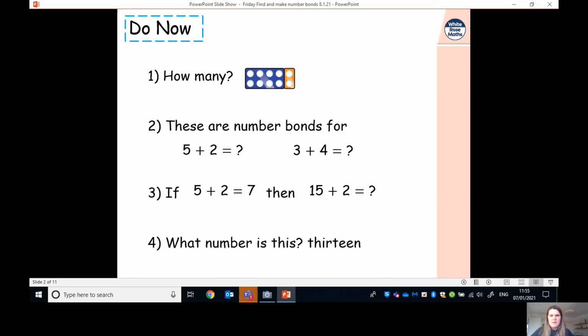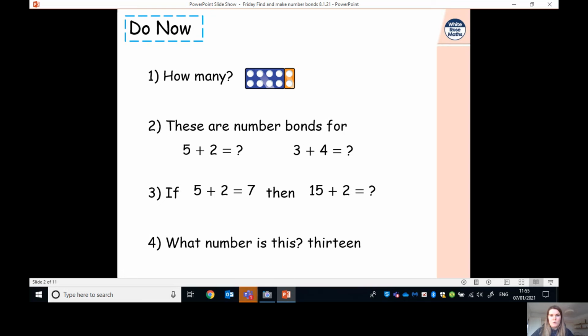5 plus 2 is 7. So then what is 15 plus 2? Thinking of your number bond there. 5 plus 2 is 7. What is 15 plus 2? And what number is this? Read it out and have a go. I'm going to give you 3 minutes for that. Put me on pause. Off you go.